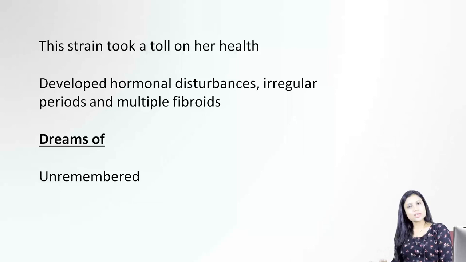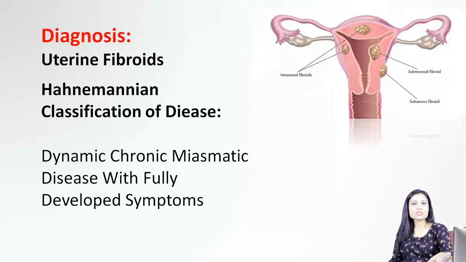But if you see the essence behind it, if you see that she loves being among people, Platina will never mind being alone. She is okay with being alone. She anyway doesn't like to be with people whom she thinks are inferior to her. But Palladium is okay with it, as long as she is getting the approval, as long as she is getting affection. Now the diagnosis is uterine fibroids. It's a dynamic chronic miasmatic disease with fully developed symptoms. Miasm is psychosis.